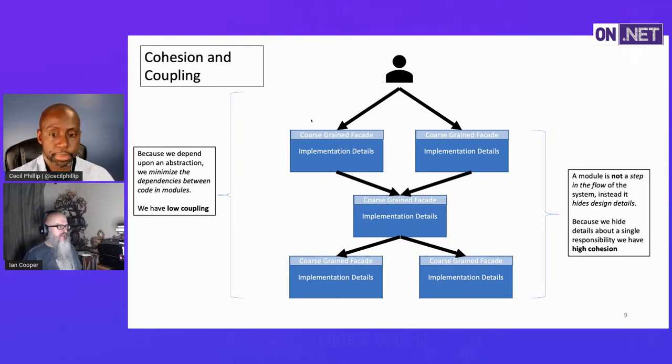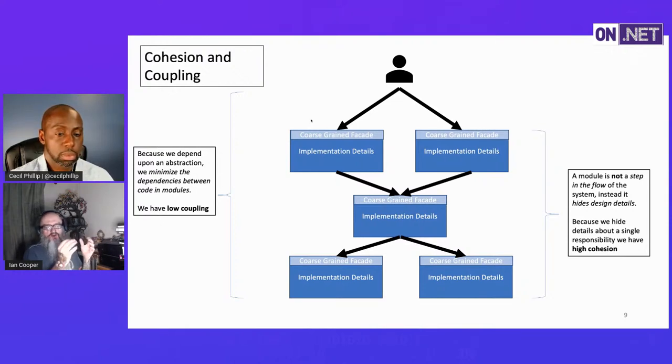Right. And so the idea is this gives us what we call high cohesion and low coupling. And that's the thing we want, right? So cohesion is the property that everything inside a module tends to have a similar purpose. And we often say it tends to need to change together for the same set of reasons. Okay.